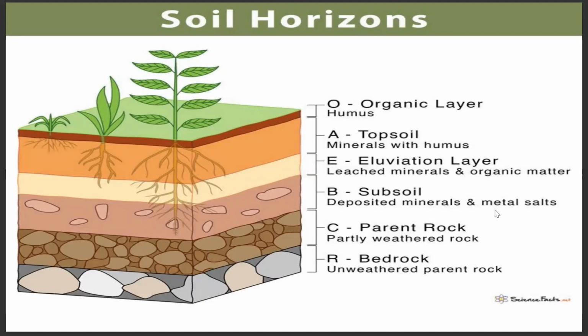This is our soil horizon. So we can see here the different layers of our soil horizon. We have the organic layer on top, the topsoil, minerals with humus, which is good for growing plants. The eluviation layer, which is E, rich in minerals and organic matter. The subsoil, with deposited minerals and metal salts, which is the B. C, the parent rock, partly weathered rock, and also the R, which is our bedrock, the unweathered parent rock. So as you can see here, as we move towards the bottom of this particular soil horizon, we can see bigger and larger forms of rocks.